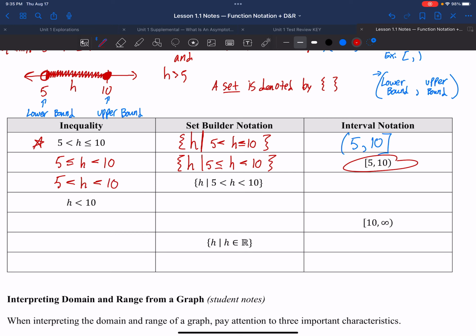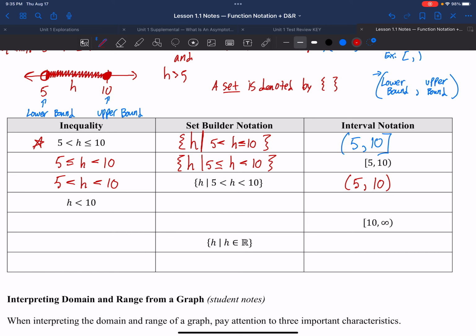If I just drop that stuff, that's inequality notation. Like so. Notice what my upper and lower bounds are, right? H is still, again, between 5 and 10, but 5 is not inclusive. And neither is 10. So not inclusive is parentheses. So parenthesis 5, comma, 10, parenthesis. Done. Now the next one's a little interesting.